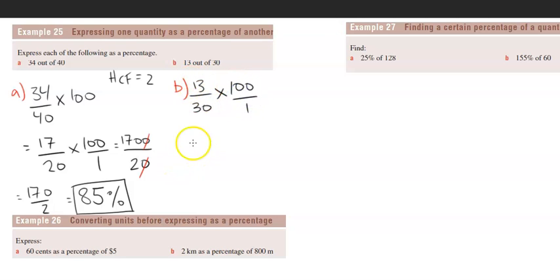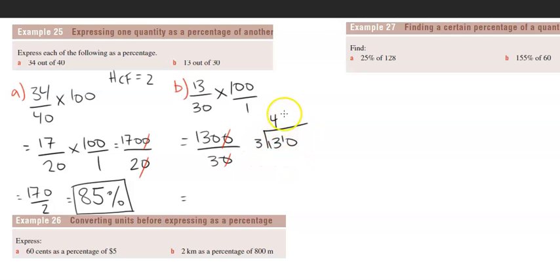So we just put it straight into this. 13 times 100 is 1300, and 30 times 1 is 30. Cross out your zeros. So we're trying to figure out how many 3's can go into 130. How many 3's go into 13? 3 into 13 is 4, because it goes up to 12, with one remainder.